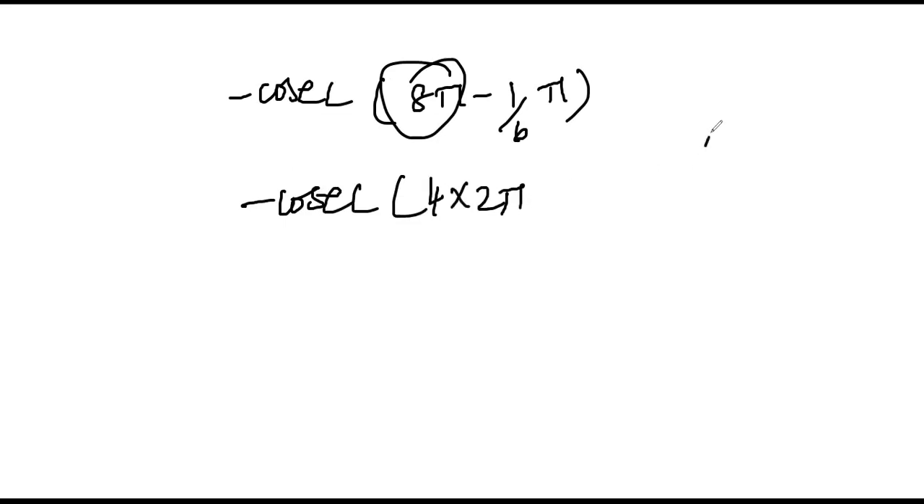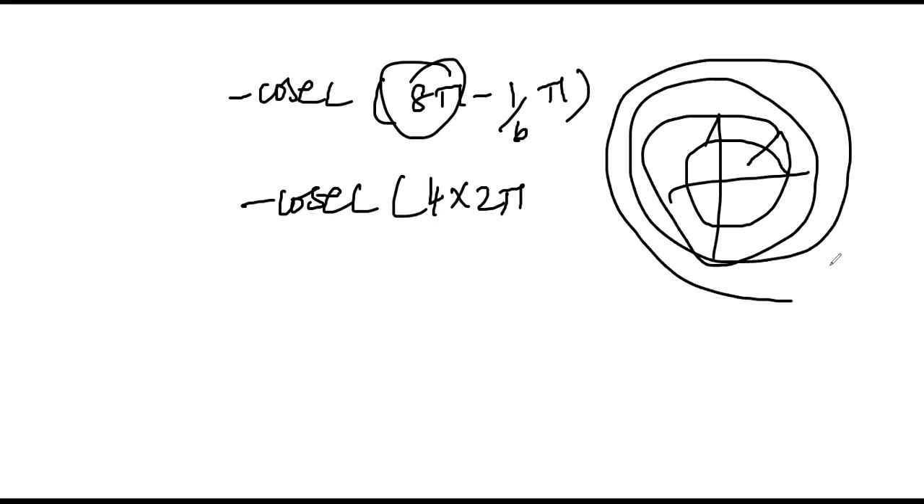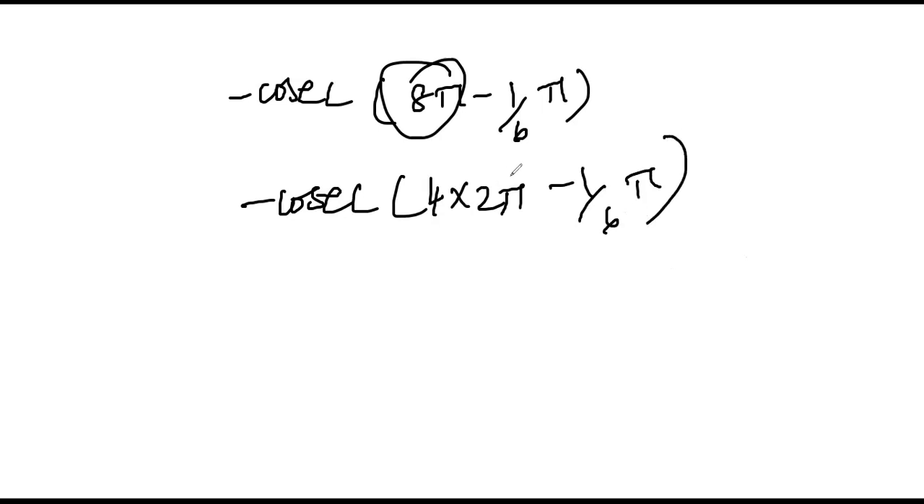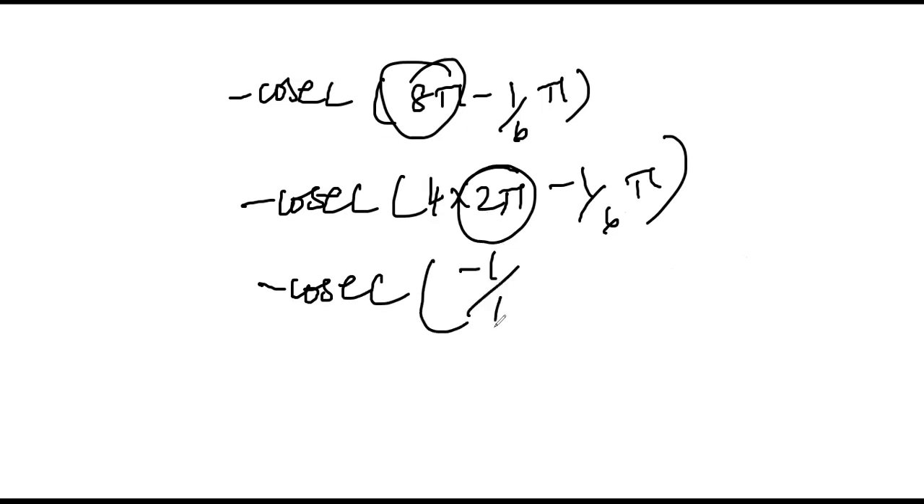What do you mean by 4 times of 2 pi? You will have the same value only, but you will rotate it 4 times. It doesn't make any difference. So you just need to write 2 pi, which is 360. So again, 360 plus theta is going to be theta only, which is nothing but minus 1 by 6 pi.